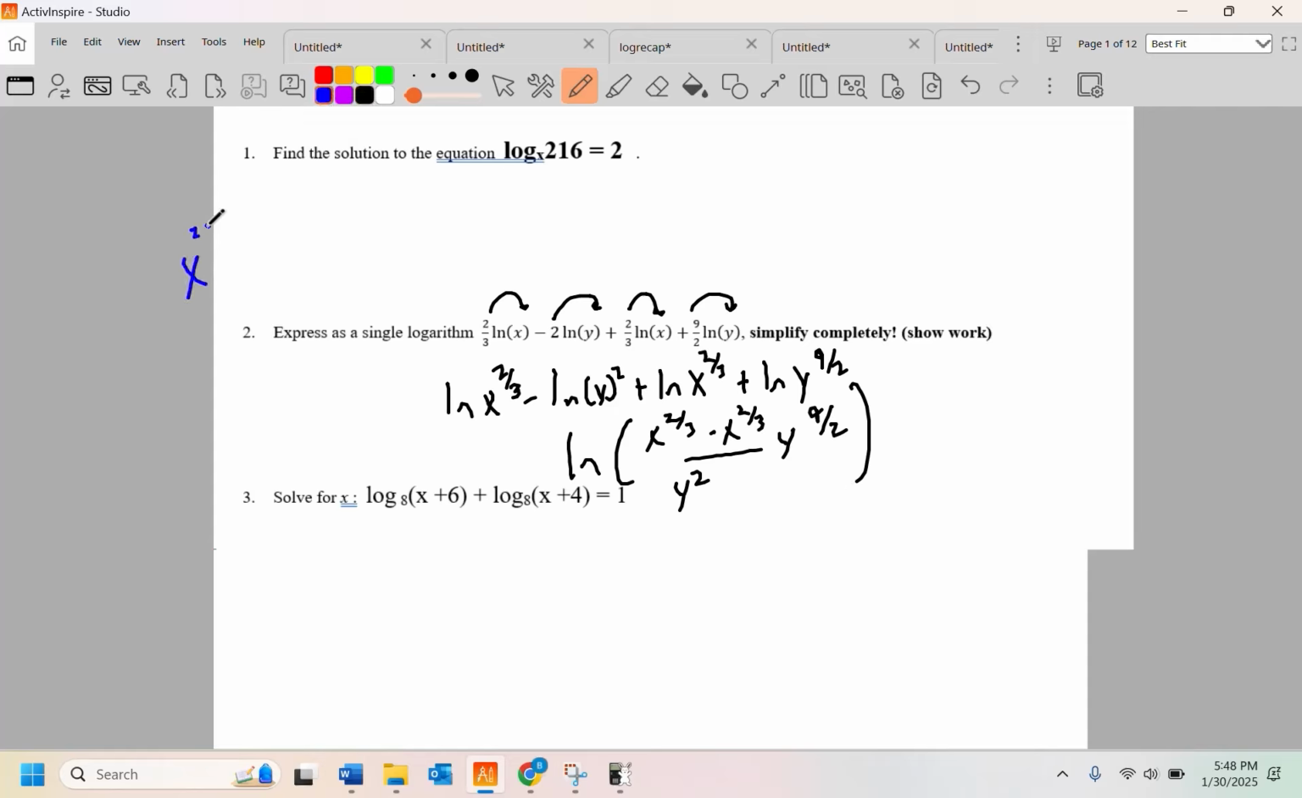So, you know, when you talk about x to the 2/3 times x to the 2/3, that is x to the 2/3 plus 2/3. And 2/3 plus 2/3 is x to the 4/3. So there's a single logarithm that possesses x to the 4/3.